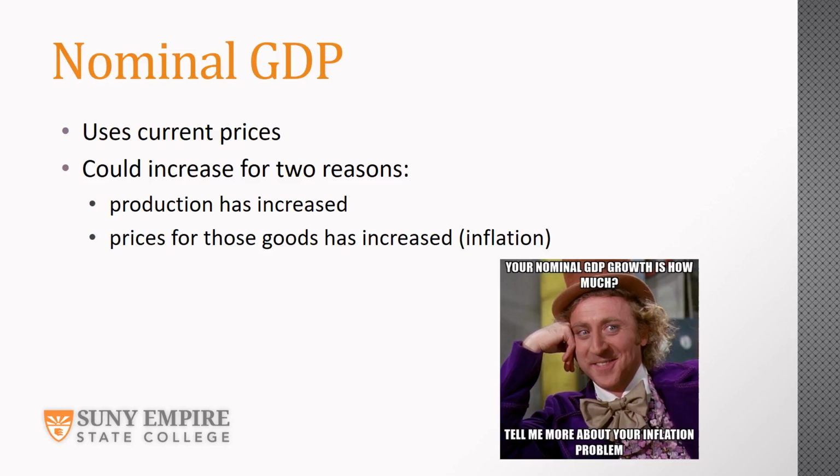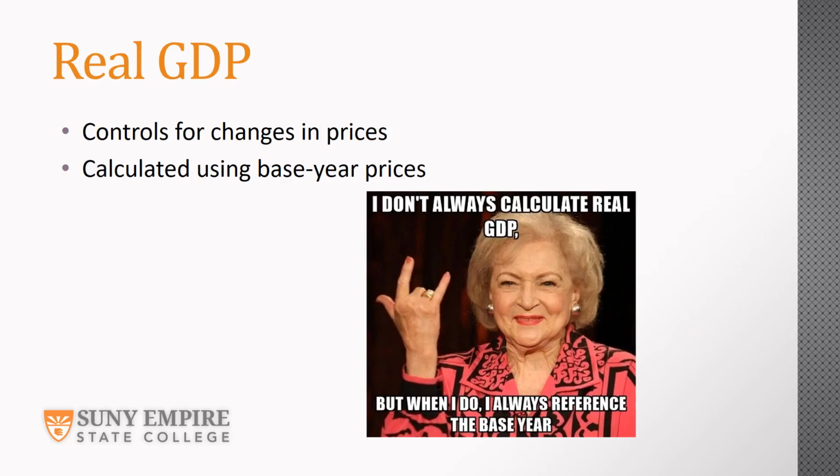The production of the nation may actually have increased, which is ideal. However, the increase in GDP could have been caused by inflation. So how can economists compare the gross domestic product for different years? They use the real gross domestic product. This measure controls for changes in price and therefore eliminates the effects of inflation.